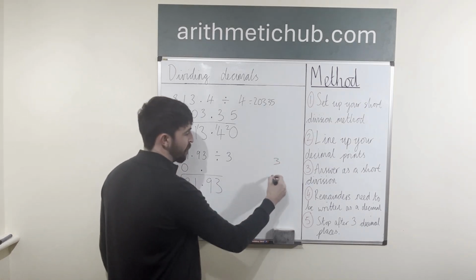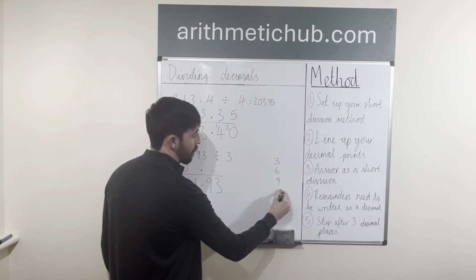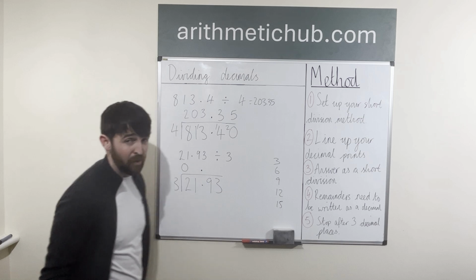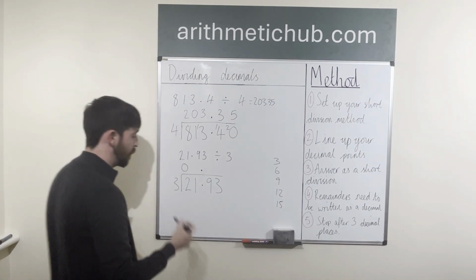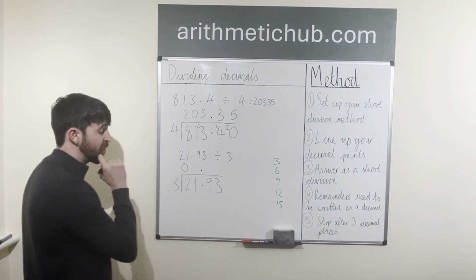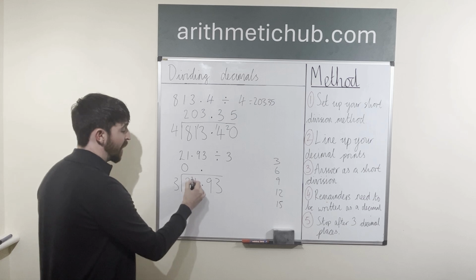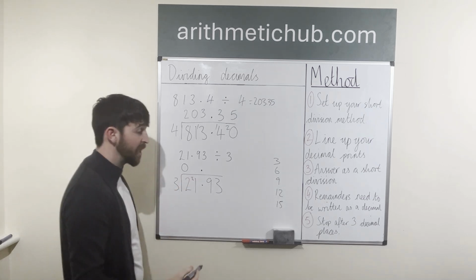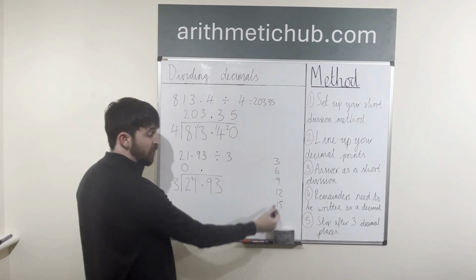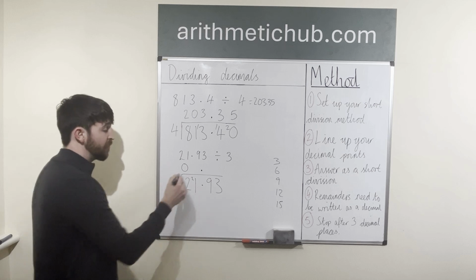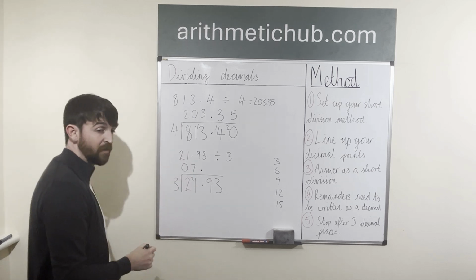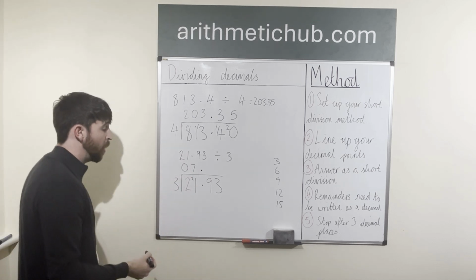I might write down the 3's just to help me out. But you don't need to do that. If you know your 3's, you're confident with them, you don't have to write these down every time. So how many times does 3 go into 2? 0 times. So we have to carry it over. How many times does 3 go into 21? So I can use this, or I can just say, I know my 3 times tables. I know 3 goes into 21 7 times, because 7 times 3 is 21.